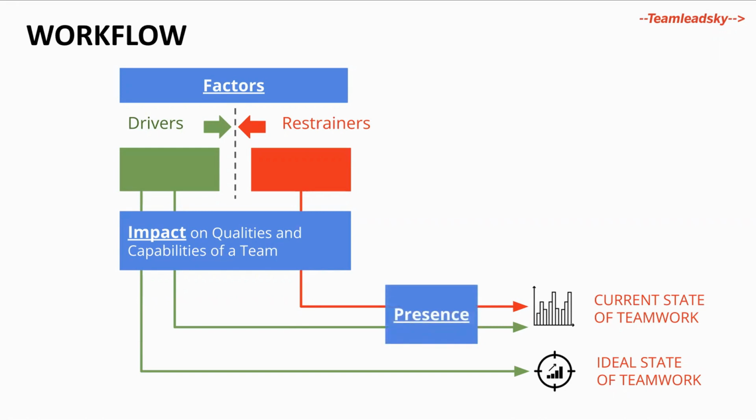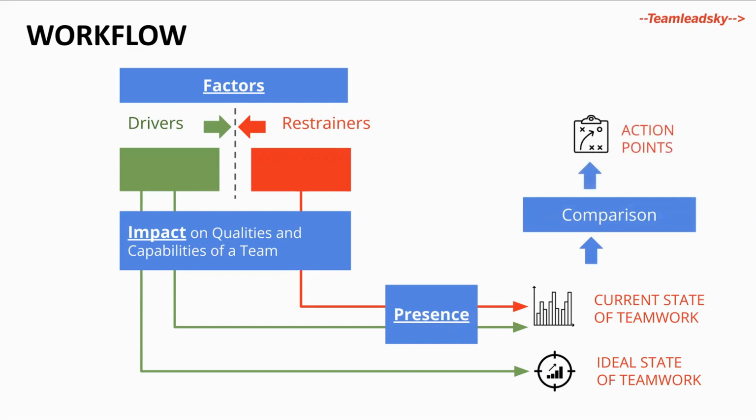Once we have assessed the impact and the presence, then we can compare the current state with the ideal. And when we have done this comparison, then we can think of actions that we want to undertake in order to bridge the gap. And once we agree on those action points, then we can come back to our desks and put them into life and repeat the process iteratively. So in fact, the approach is very simple. We have the factors that affect teamwork, and we assess two values, impact and presence.